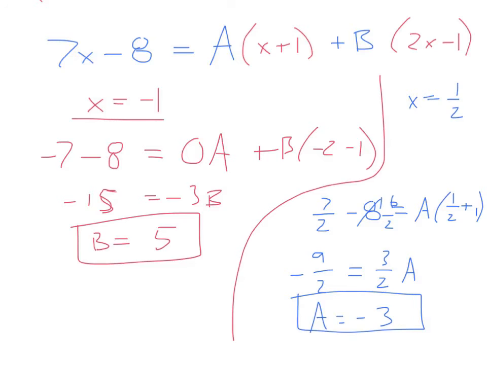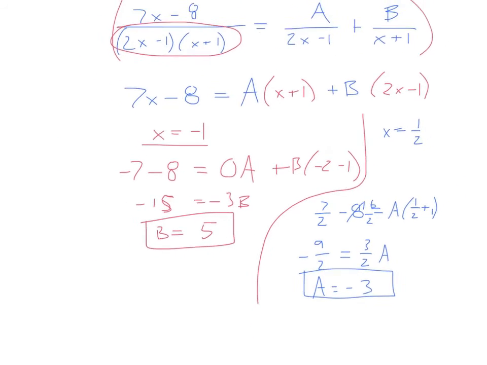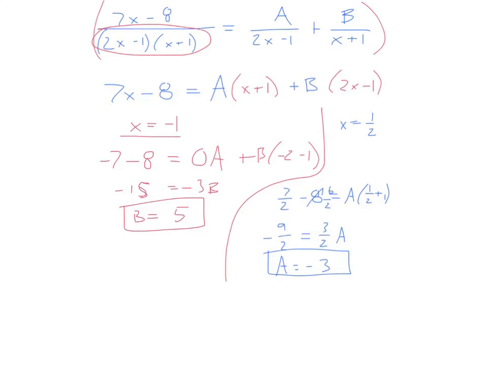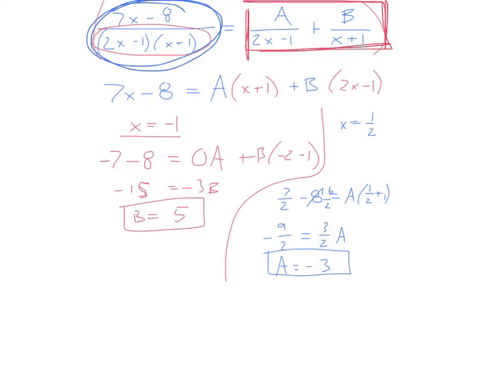I'm not done with the problem, and I'm going to need to zoom out so I can see my work from before. This right here is what I was working with. I knew that my problem was supposed to be equal to this, right? So now that I found the values of a and b, I can rewrite it. This original expression, the thing I started with, is going to be equal to -3 over 2x minus 1 plus 5 over x plus 1.